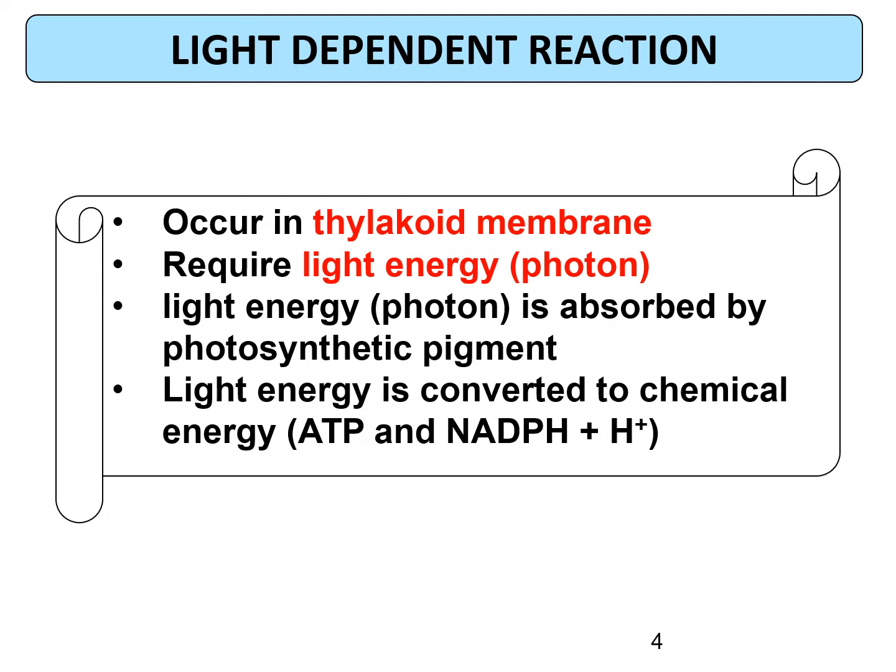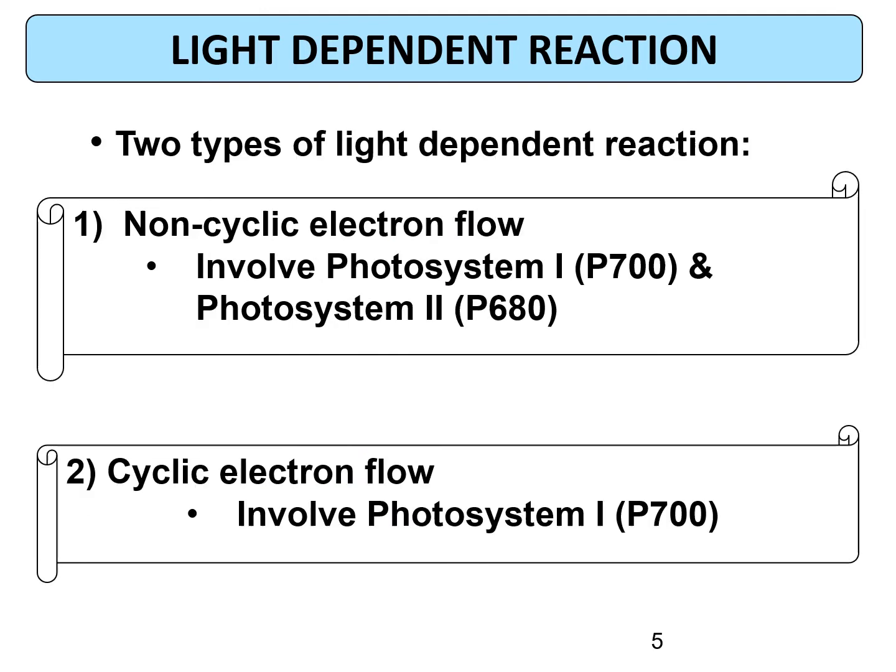Light-dependent reaction occurs in the thylakoid membrane. Remember that it requires light energy in the form of photon, light energy also known as photon. The photon is then absorbed by the photosynthetic pigment, which will be converted to chemical energy in the form of ATP and an NADPH molecule. NADPH is an electron carrier.